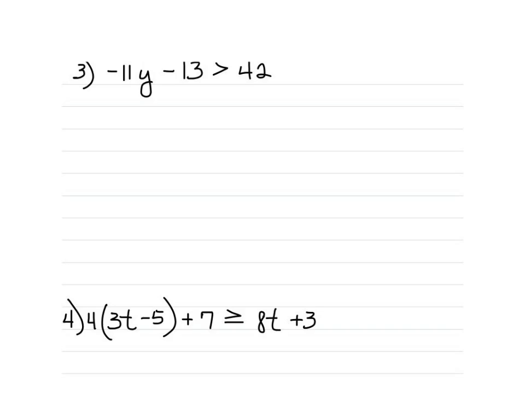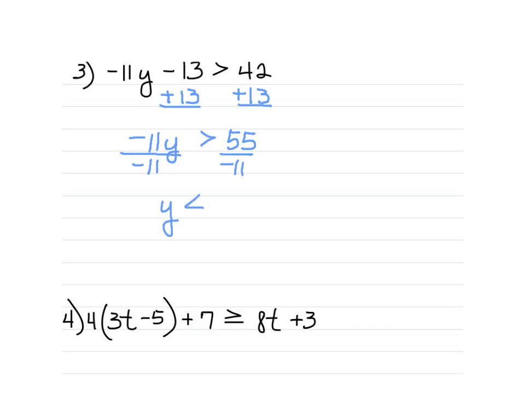Okay, number 3. Let's add 13 on both sides. Add 13, add 13. I have negative 11y is greater than 55. I'm going to divide by negative 11. As I'm dividing by a negative, I recall I have to flip my inequality. y is less than negative 5.